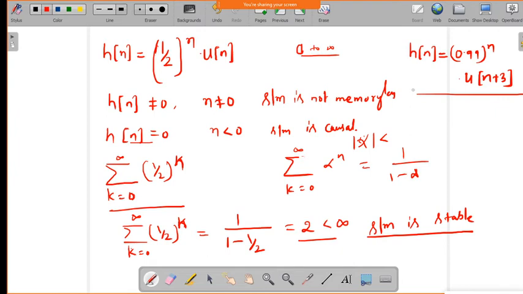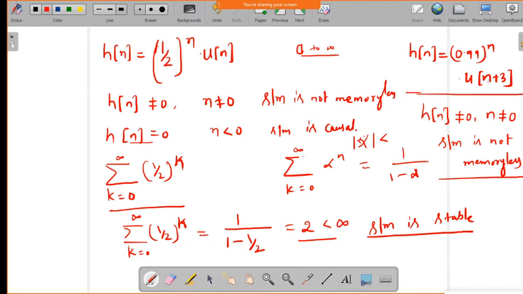Is it memoryless or not memoryless? So, what is h of n? H of n is not equal to 0 for n not equal to 0. So, then what will we get? The system is not memoryless. Okay. Now, similarly you can find out h of n.